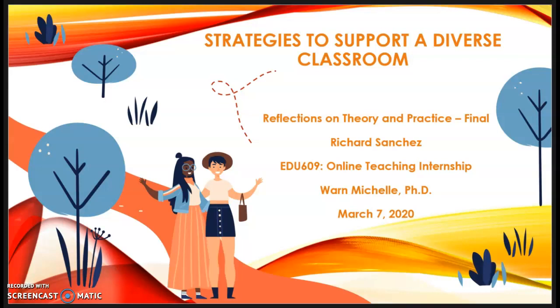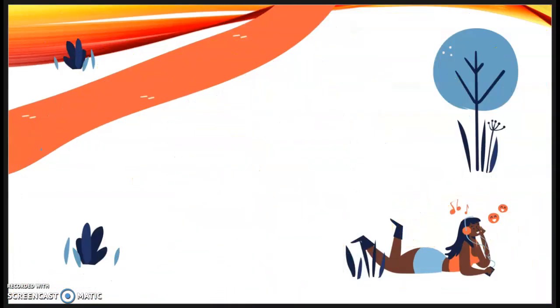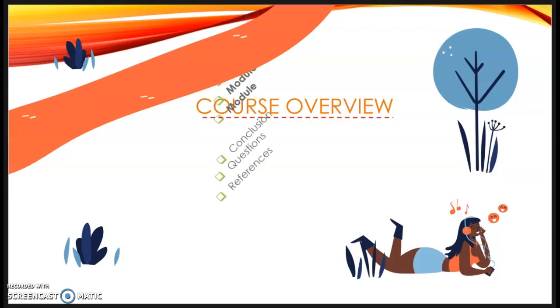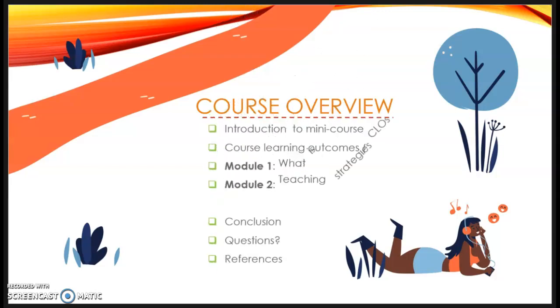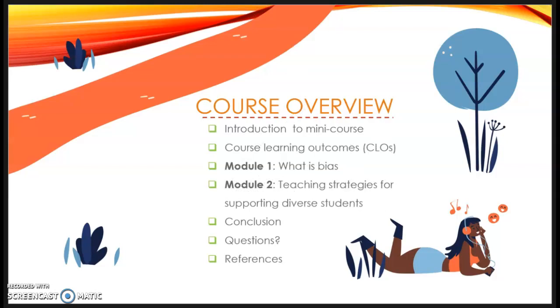We're going to give you a mini course overview, and we'll be talking about the introduction to this diversity mini classroom. We'll be talking about the course learning outcomes. Module 1, what is bias? Module 2, teaching strategies for supporting diverse students. Conclusion and questions, if you have any. And finally, the references.